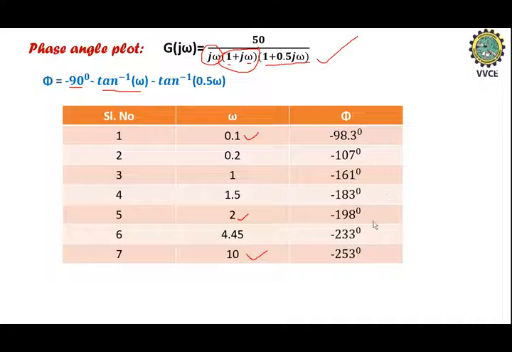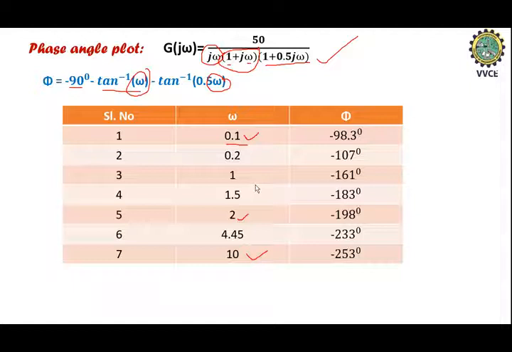We need to find the angles in degrees. So for 0.1, substitute minus 90 degrees minus tan inverse of 0.1 minus tan inverse of 0.5 into 0.1. For that we will get phi as 98.3 degrees. Similarly, substitute the remaining values in place of omega here and here. So in both omega variables we need to substitute different values of omega.